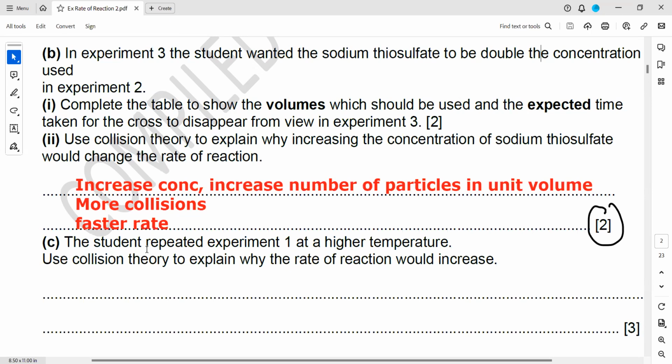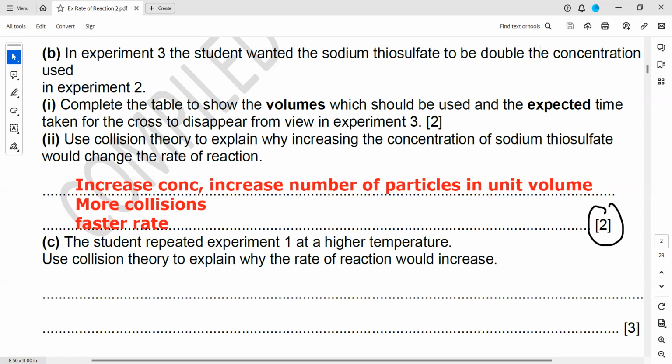The next is: a student repeated experiment 1 at a higher temperature. Use collision theory to explain why the rate of reaction would increase, like why the reaction will be faster. Whenever a question asks why the rate of a reaction increases as we increase the temperature, what are the points you will mention? Always there are 4 points. Sometimes these 4 points have 4 marks, sometimes 3 marks.